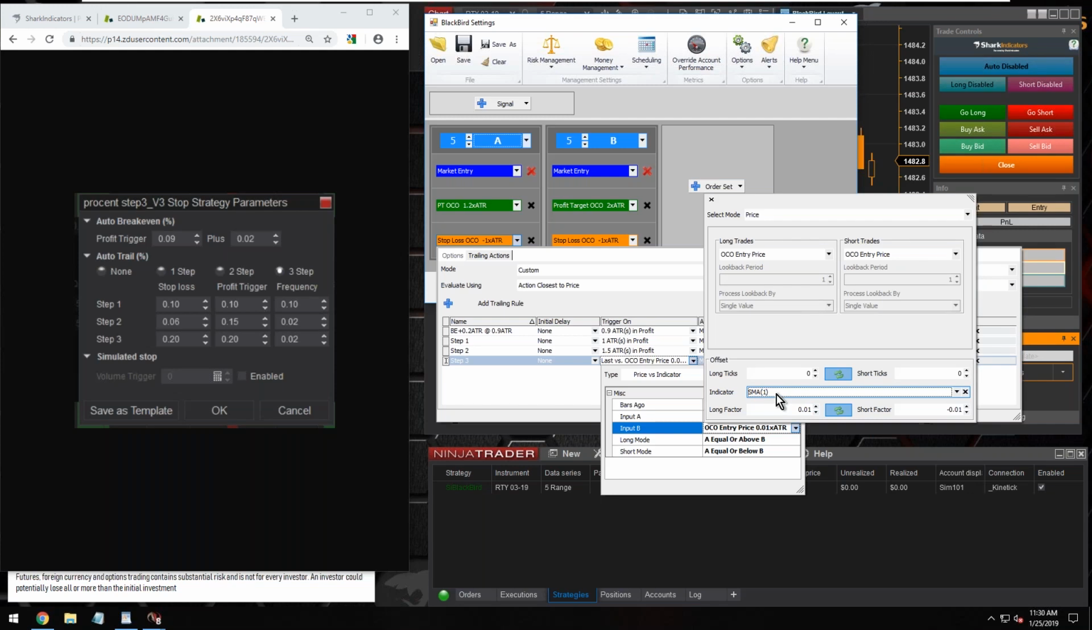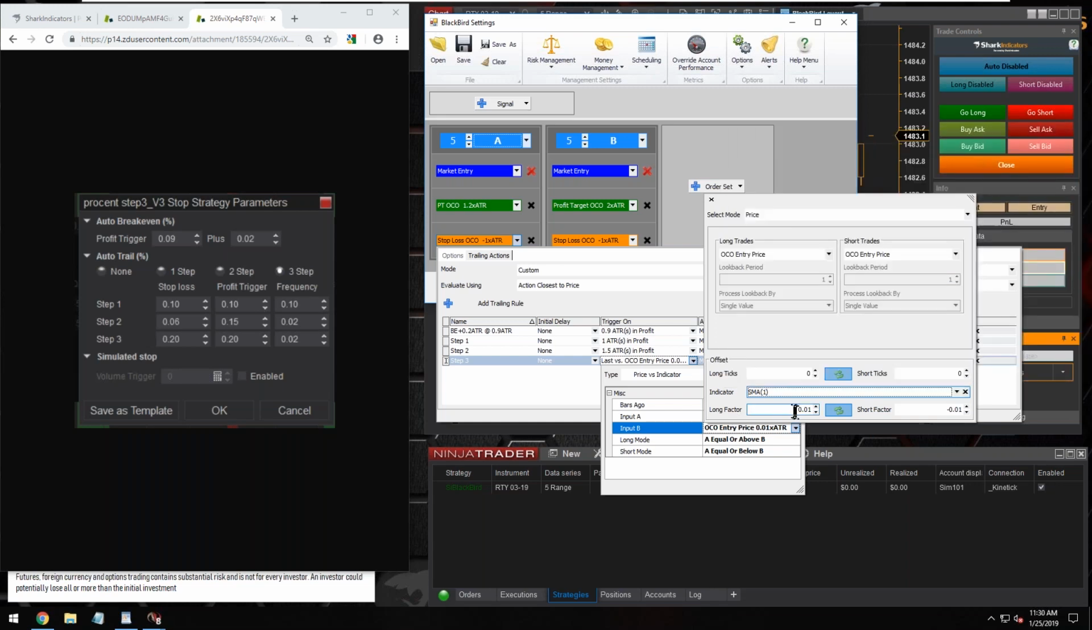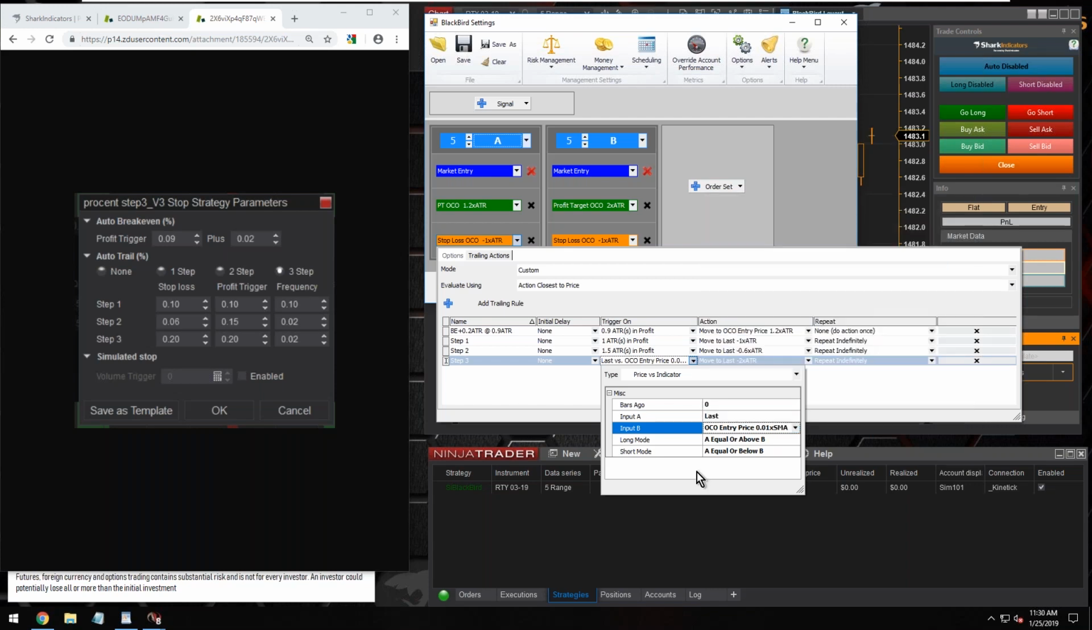And of course the SMA is going to return the closing price of the closed bar, not the one that's still building. That's how NinjaTrader works. And then we have a factor of 1%, so 0.01 would be 1%. In theory, this should work out. So for calculating the profit trigger using a percentage, that should work out.